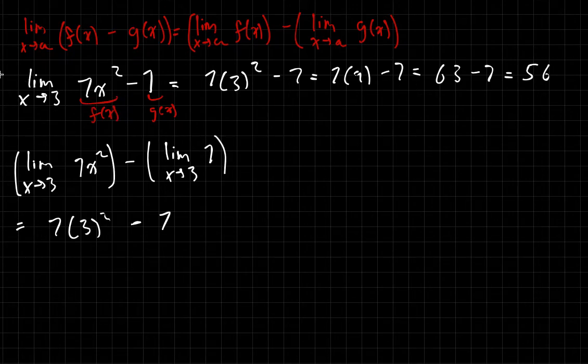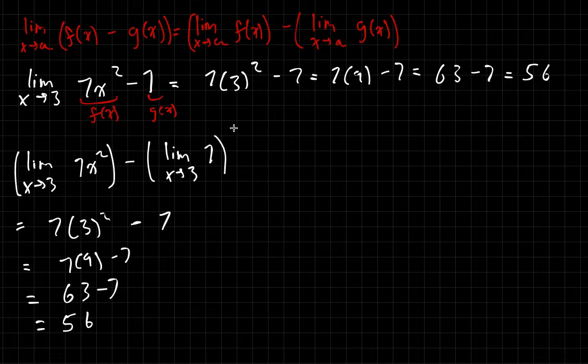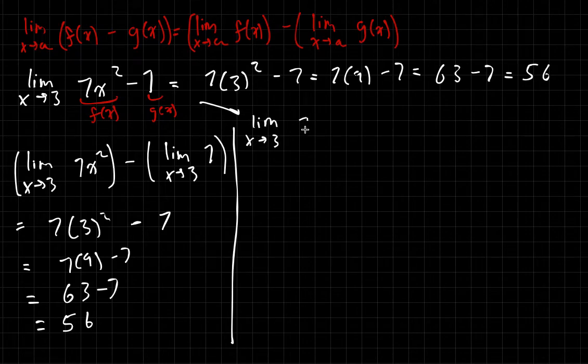So now we get 7 times 9 minus 7, which is 63 minus 7, which is again 56. And I'm going to use another property here. I'm going to say that you can rewrite this expression right here as the limit as x approaches 3 for 7 times x squared minus 1. Right? So I'm just factoring out a 7.